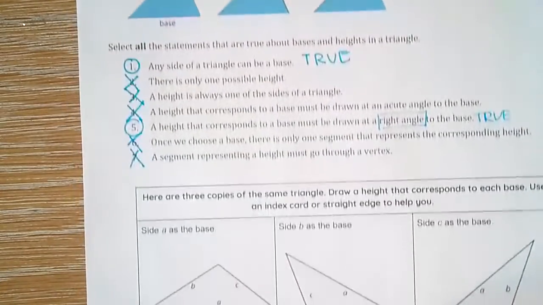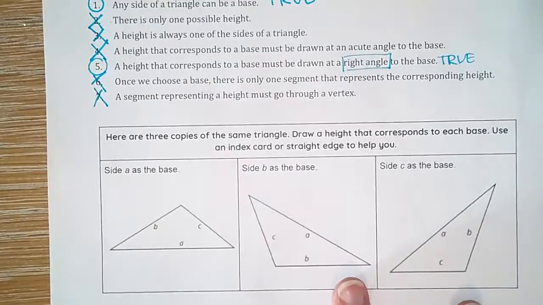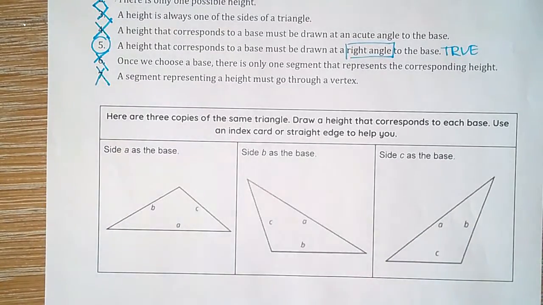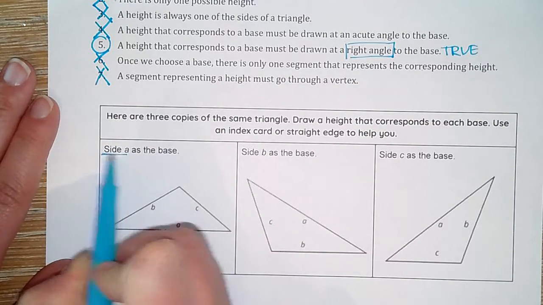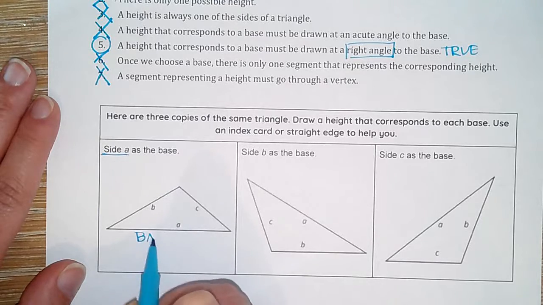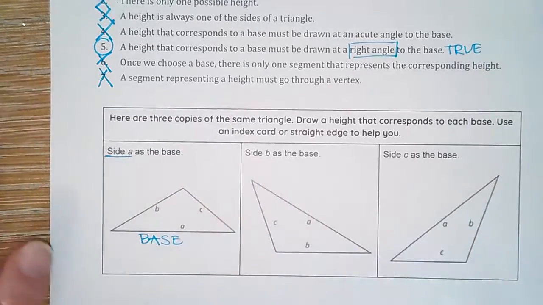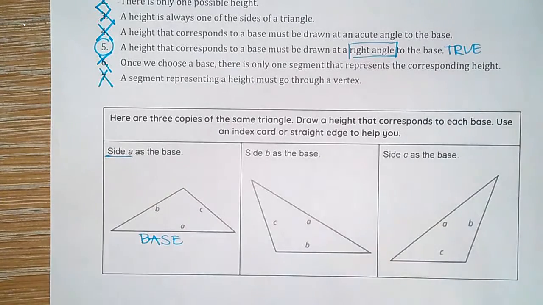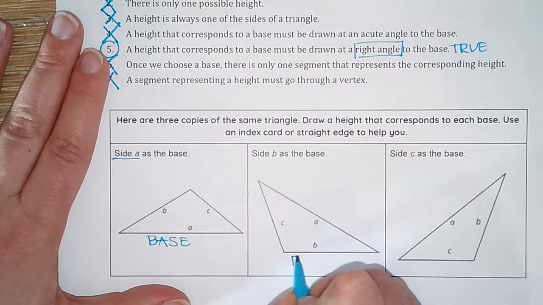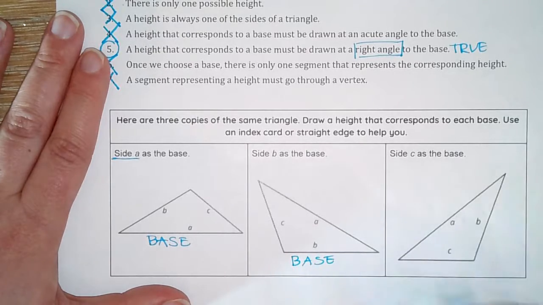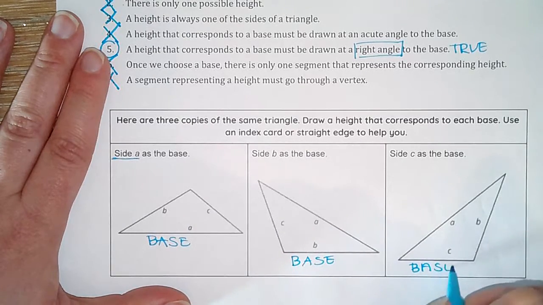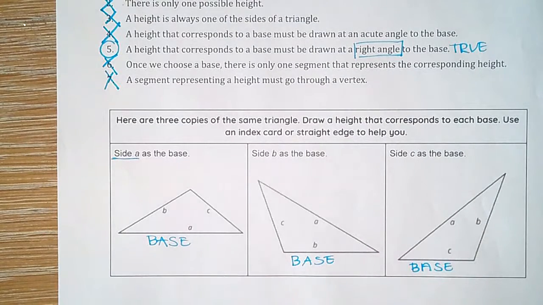All right, we've got 3 triangles down here. What I would like you to do is pause, and you are going to start here. So it says side A is base. So this is your base. Get out a straight edge, so a note card or a ruler or another piece of paper, and draw me a height for A as your base, for B as your base, and C as your base. All right, so go ahead and draw those now.